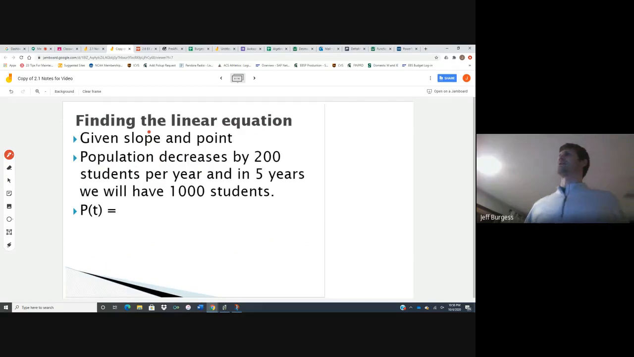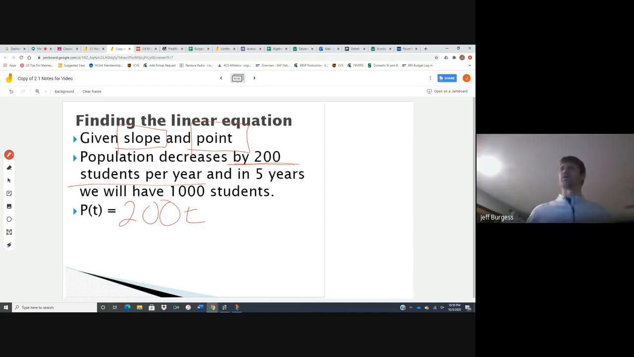Next one, let's find the linear equation if you're given the slope and a point. So we're not given the y-intercept or your beginning value. The population decreases by 200 students per year, right? That is my slope. And in 5 years, we'll have 1,000 students. So I know in 5 years what it will be, but what was it at the beginning? So P of t equals, obviously we know our rate of change is -200, so that would be -200 t.